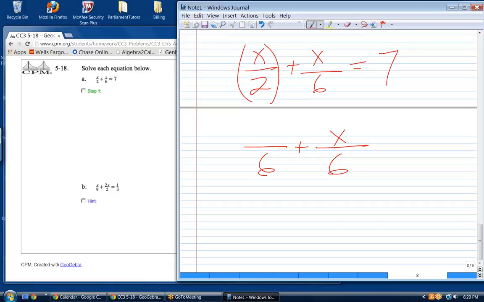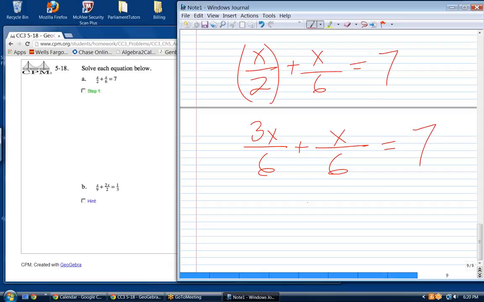What I can do is multiply it by the number 1. Well, my number 1 is 3 over 3. Notice that gives me 6 in the denominator, and that's what I'm looking for. So this would be 3x. In other words, x over 2 is the same as 3x over 6. And now I have a common denominator.